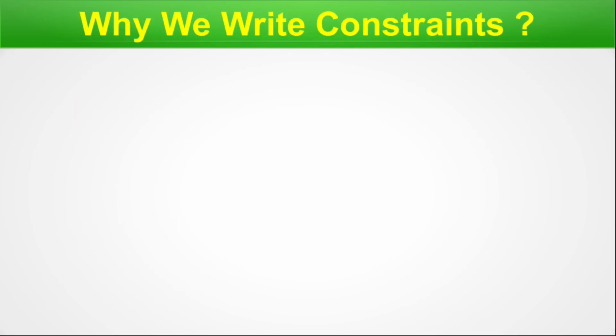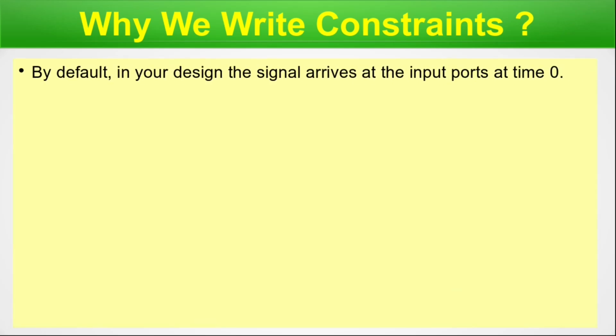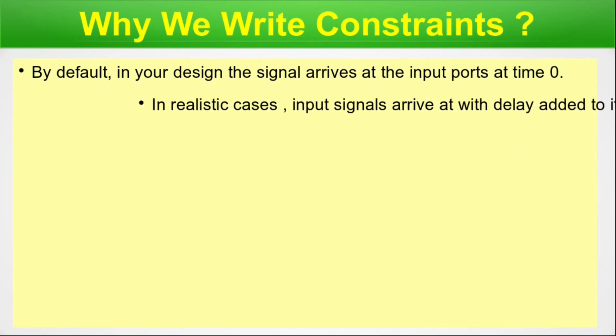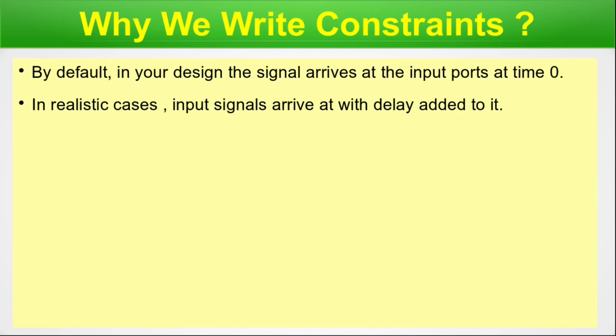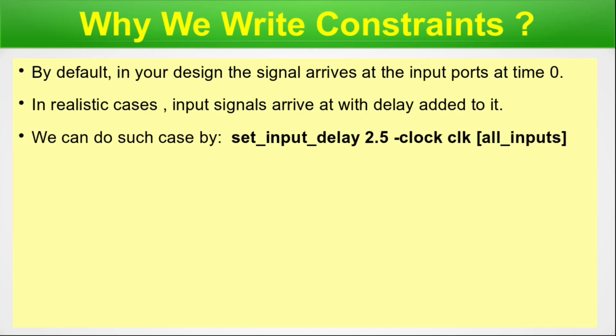Why do we write constraints? Theoretically, I have already explained that the constraints make a realistic boundary for the ideal netlist during the simulation. We do this in bits and pieces. Let me walk you through such cases as an introduction. By default, in your design, the signal arrives at the input port at time equal to 0. In realistic cases, input signals arrive with a delay added to them. We can model such a case with set_input_delay.